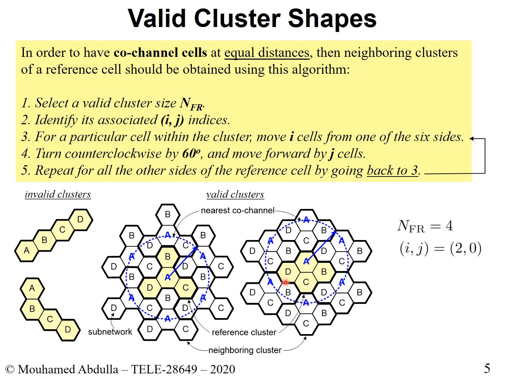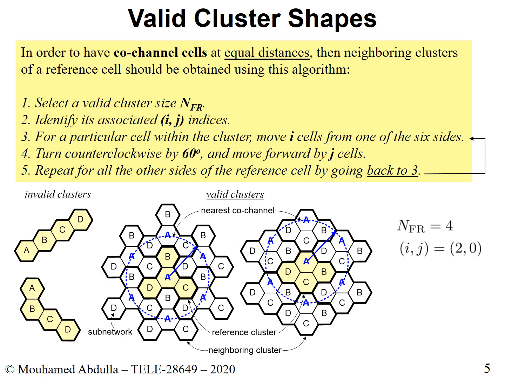So notice the following. Although you have selected cluster size 4, you got 2 different formations for the cluster. So clusters are not necessarily unique. In this case, with 4, they're not unique. Both of them work. This works as a cluster shape, and this also works as a cluster shape. And what is interesting to observe is that the distance to the nearest co-channel is the same, irrespective of which cluster shape you choose.